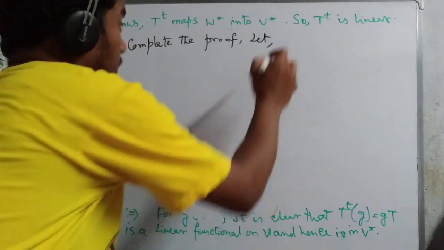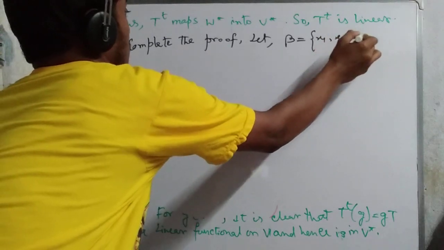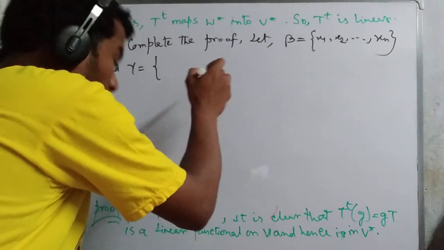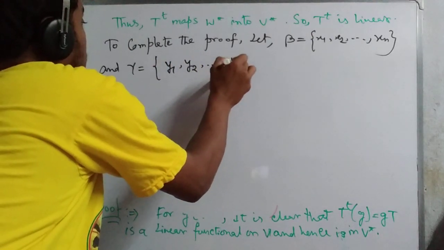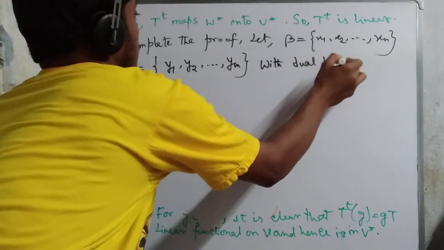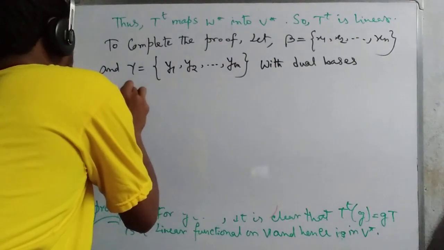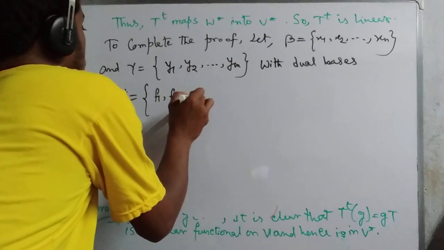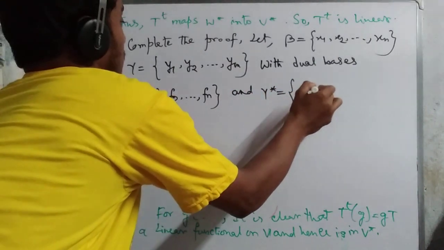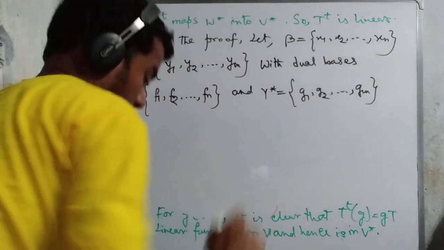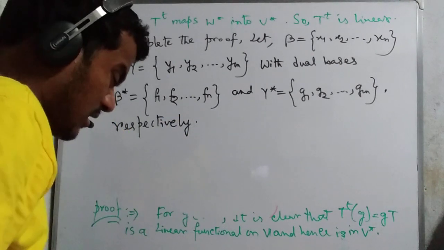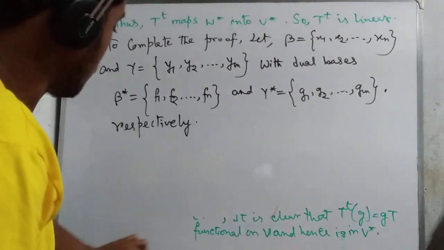let beta equal x1, x2, dot dot dot, xn, and gamma equal y1, y2, dot dot dot, ym, with dual bases beta star equal f1, f2, dot dot dot, fn and gamma star equal g1, g2, dot dot dot, gm, respectively. Then we erase the lower portion and go on to further discussion.